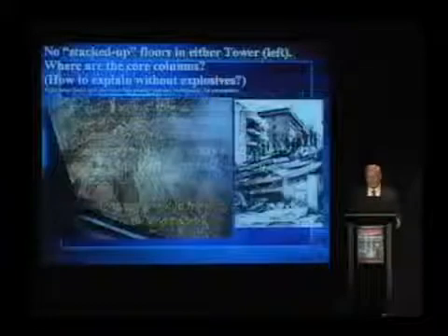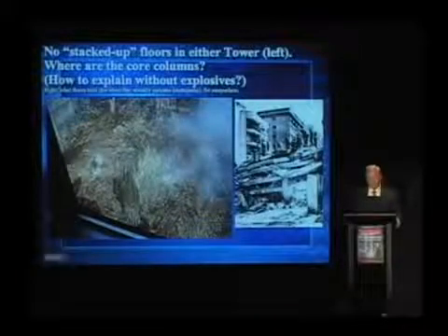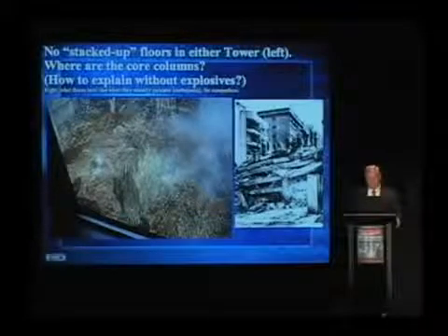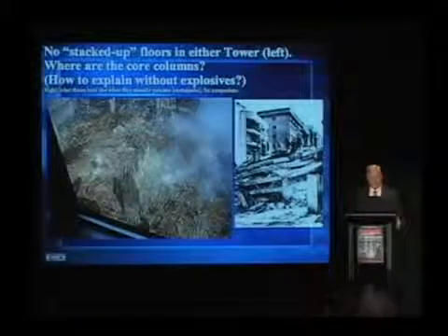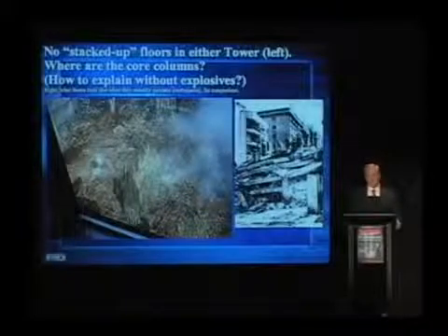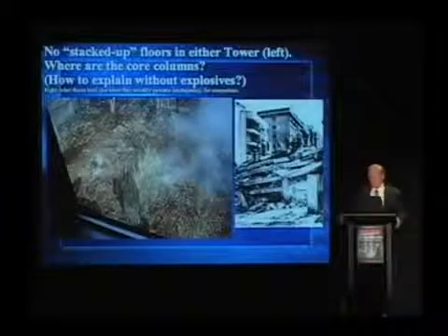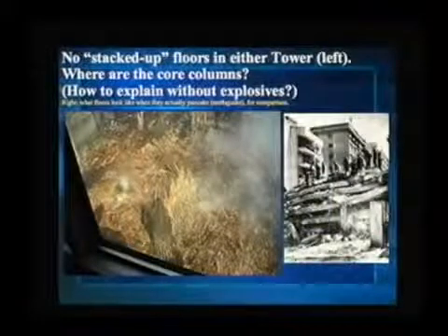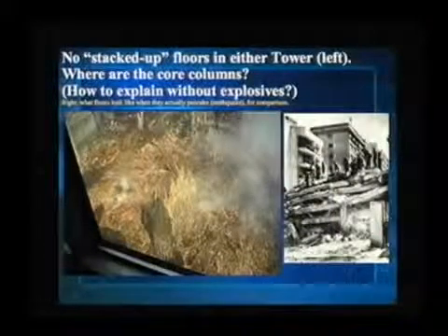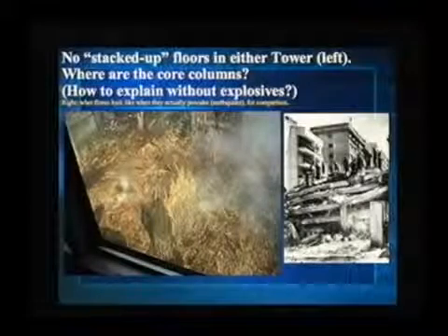By the way, the towers also came down at near free fall speeds. No stacked up floors. Here's an actual photograph following the collapse. Where are the stacked up floors? If there's some pancaking going on, like the Popular Mechanics article said, they're not there. On the right, we have pancaking that can occur, but it didn't occur at the World Trade Center. There is no stacking of floors. Furthermore, the core columns are gone. Those core columns provided a lot of the support in these towers, and they are gone. That suggests again to me use of explosives.